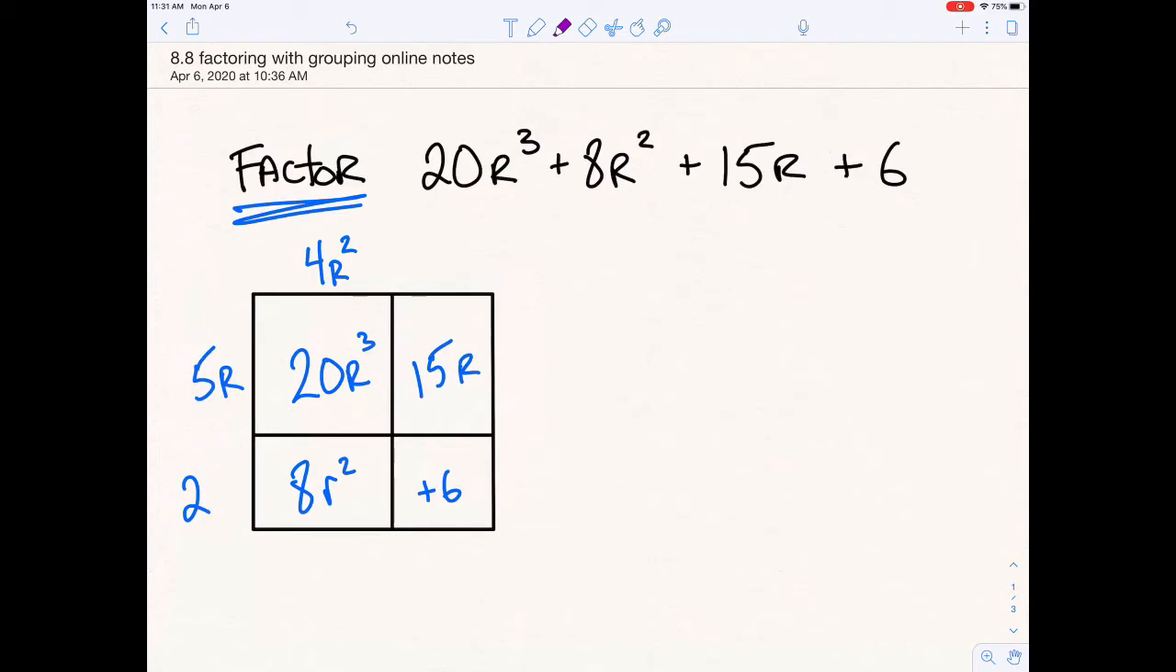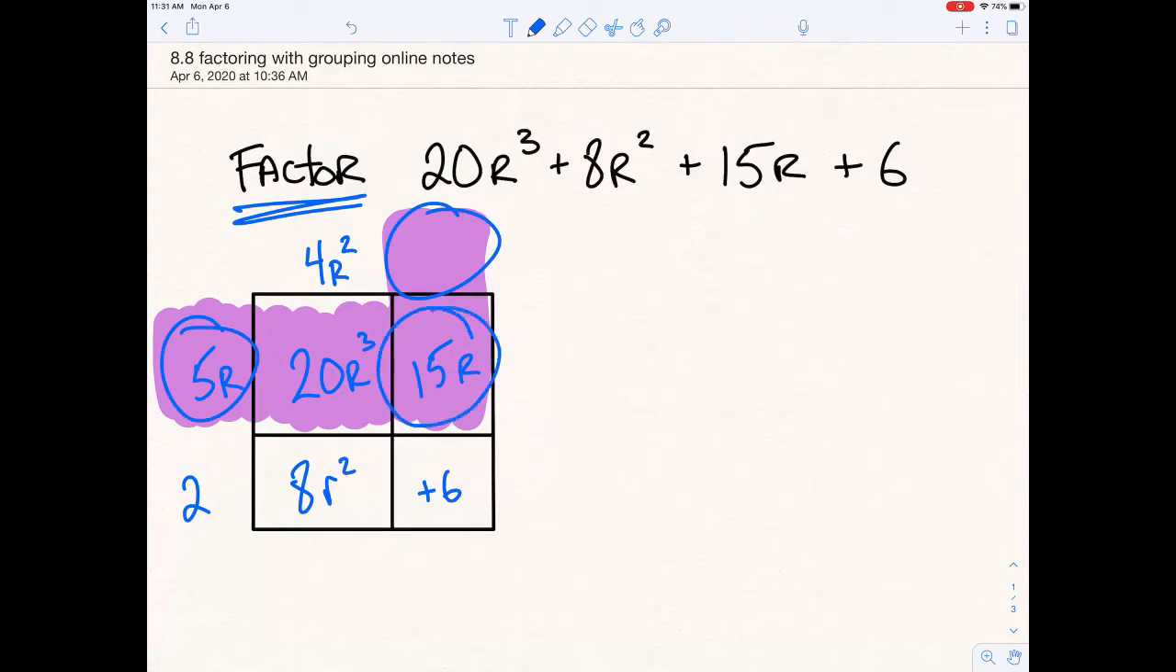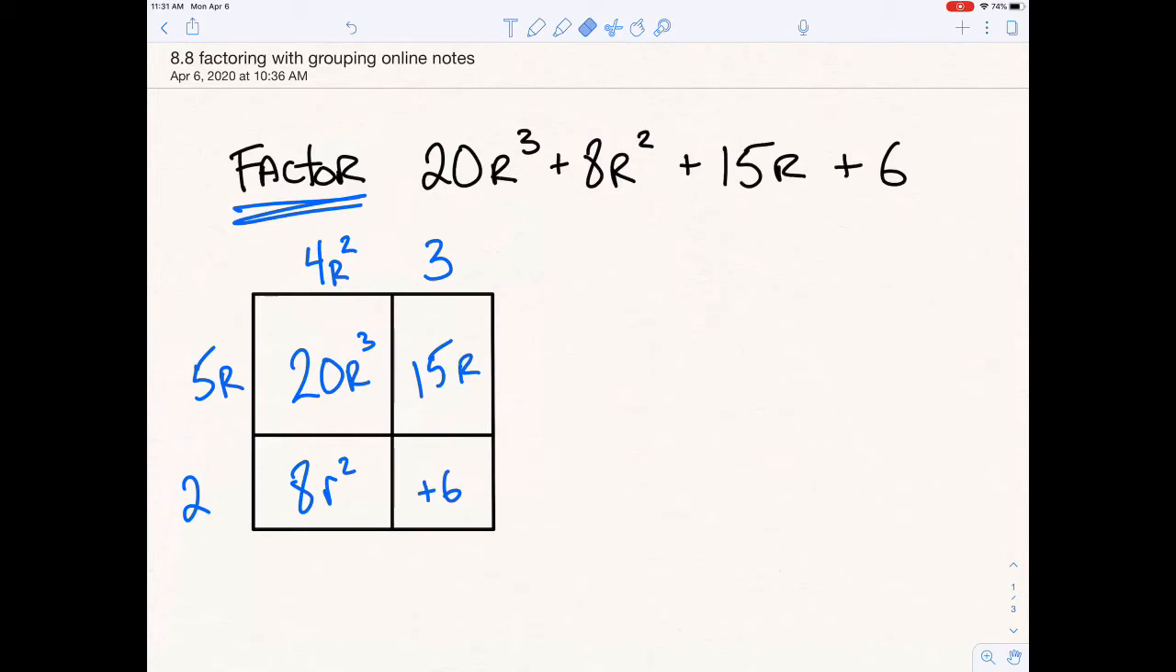All right, I have one more space to fill in, so now I'm going to go this way. All right, always kind of a funky L shape. And you could probably guess. I'm going to go this one times this one equals this one. So what times 5r equals 15r, and I need a 3, because 3 times 5r is 15r. And now all my spaces are filled in.